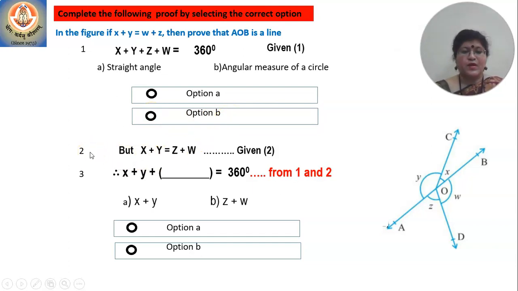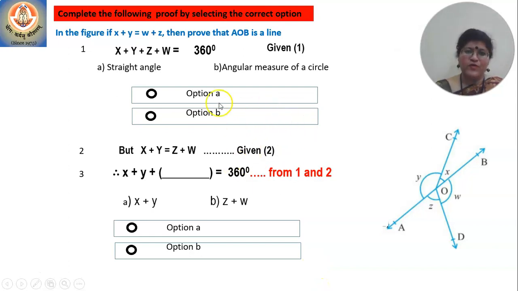Question 2. But x plus y equal to z plus w, because it is already given to you. Therefore, x plus y plus... So plus what? Now look here, they have given from 1 and 2. So when you club 1 and 2, what will you get? Therefore, x plus y plus x plus y. So it is option A. So you'll click on option A. So this is the proof which is jotted down out here.